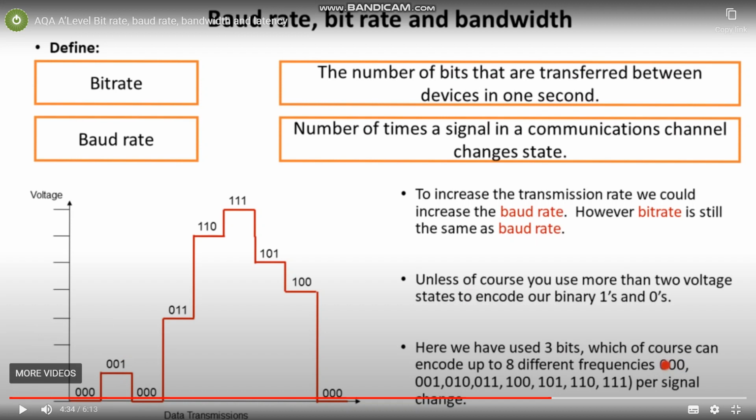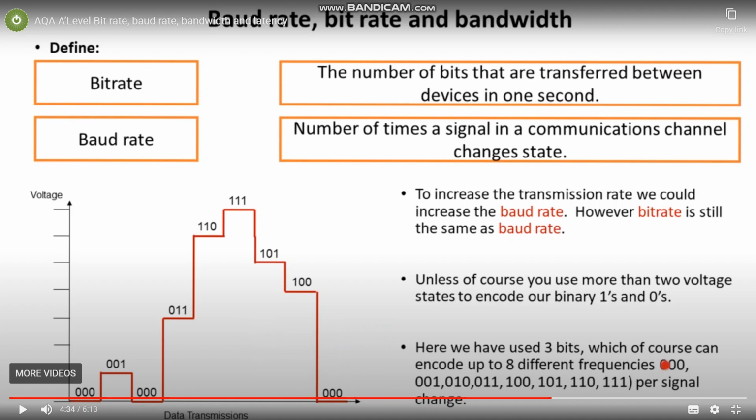What they're saying around this, to increase the transmission rate, we could increase the baud rate. That's simply meaning that we can increase the number of signals sent in a specific time. So if we look here, we've got 9 signals sent. It's saying let's send 18 signals. So we double the baud rate. But in that case, if you're only using 1 bit per signal change, it means the bit rate equals the baud rate.